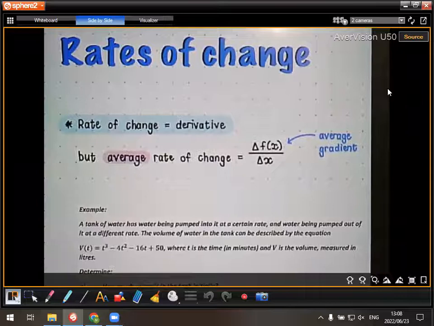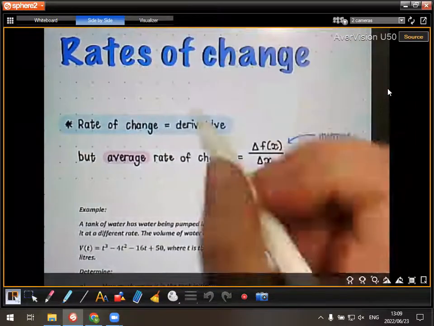Now, if you hear the words rates of change or just rate of change, if we're thinking back to a graph, the rate of change of a graph is basically the gradient of that graph. So how the curve changes, essentially. If you're thinking of a parabola, how does that parabola change? It has to do with the gradient of it. So if you want to, you can make a note here.